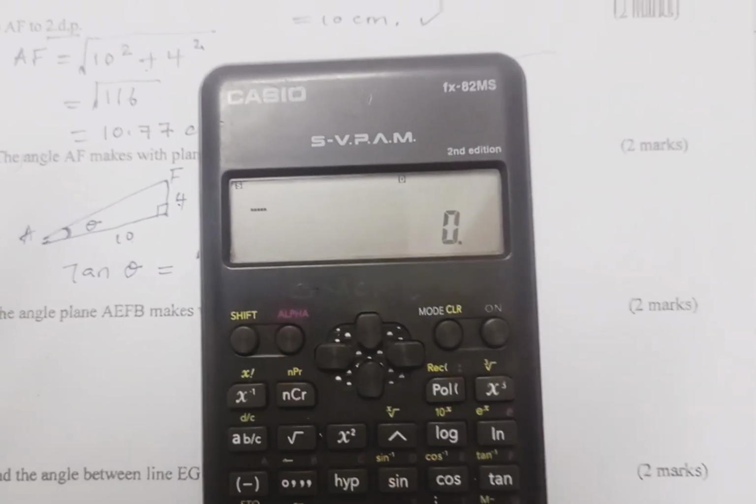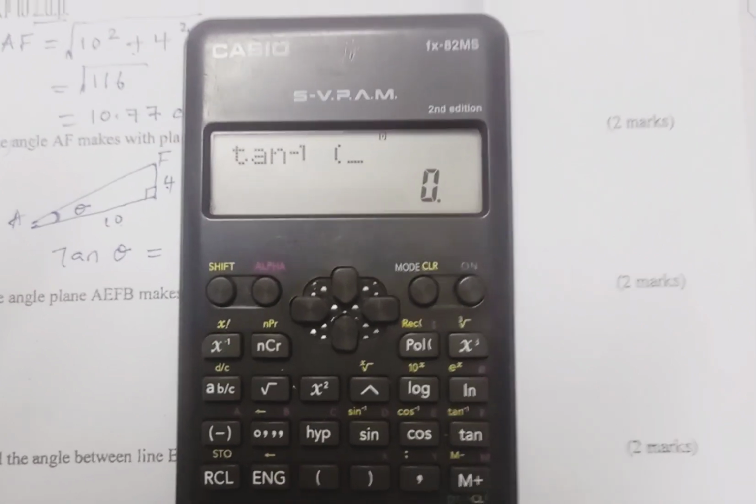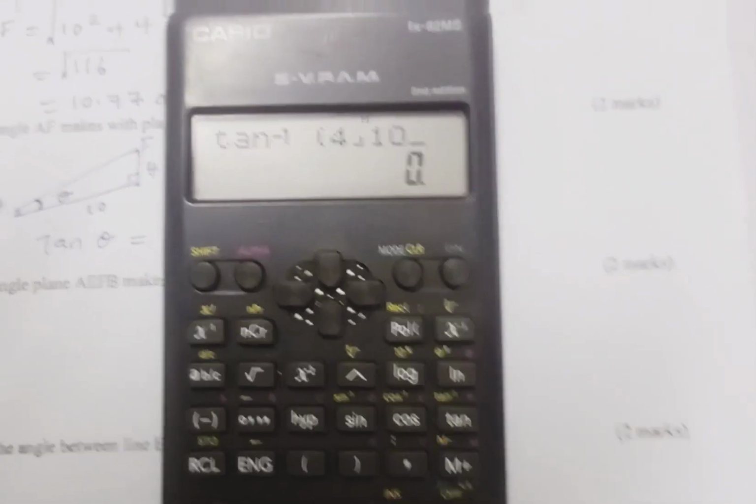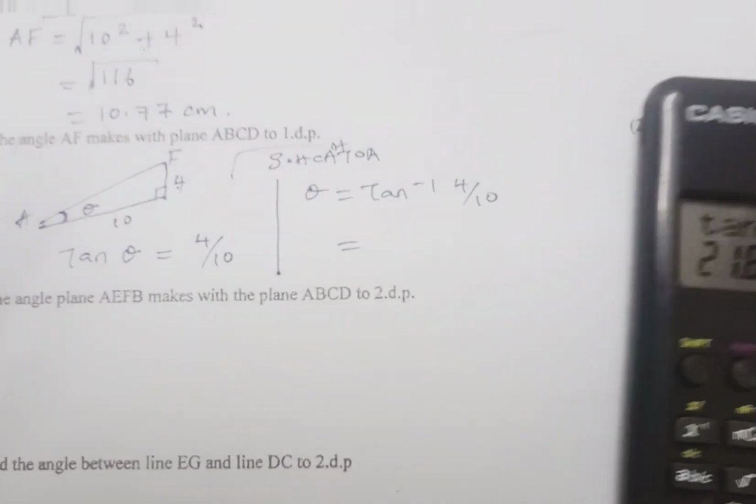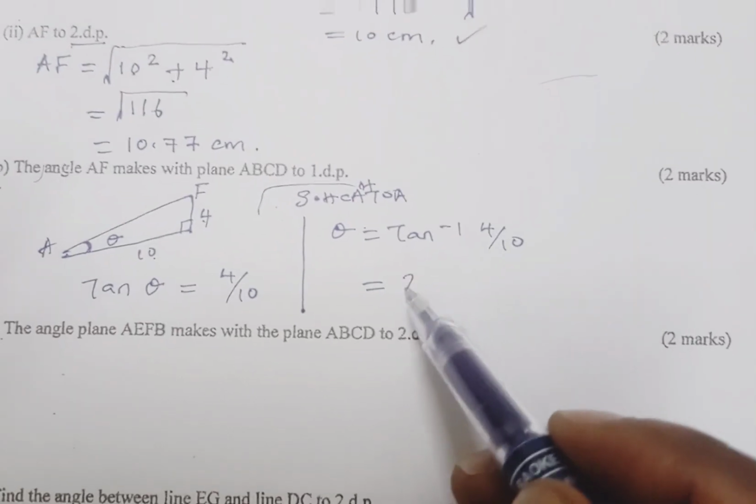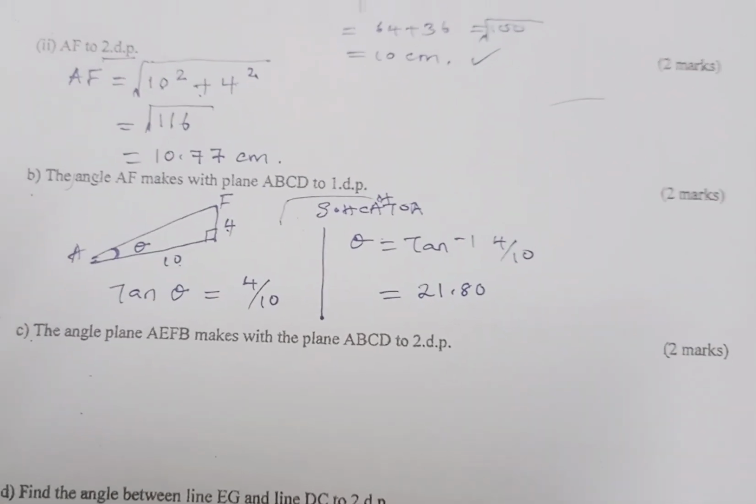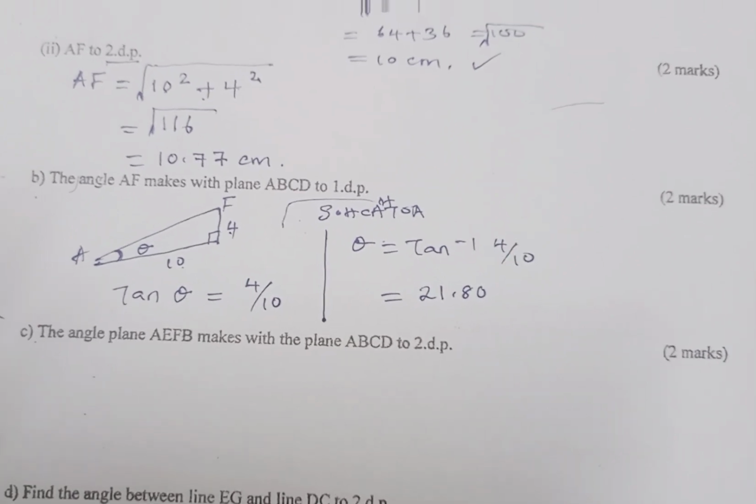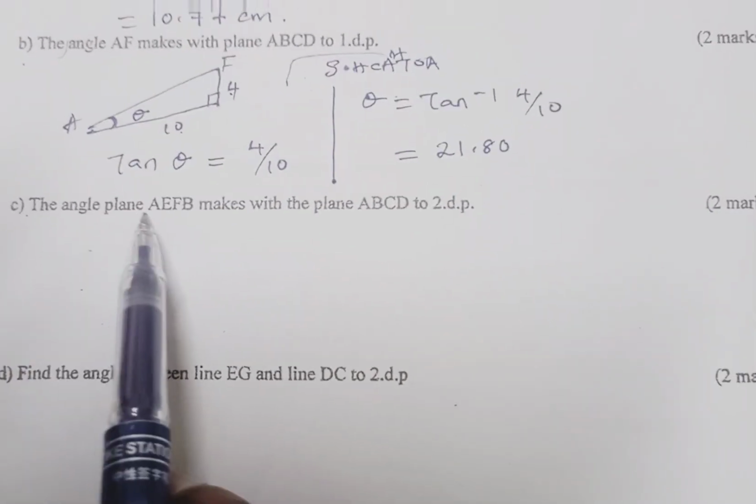Feeding that to the calculator, tan inverse 4 over 10. It is good to introduce the bracket to avoid messing up. So this is 21.80 degrees, and because we were asked for 1 decimal place, that 0 should not be there.